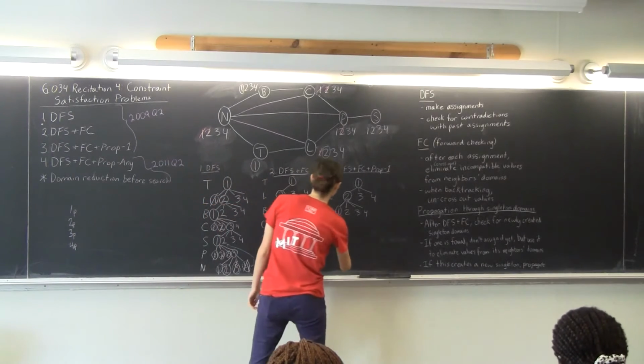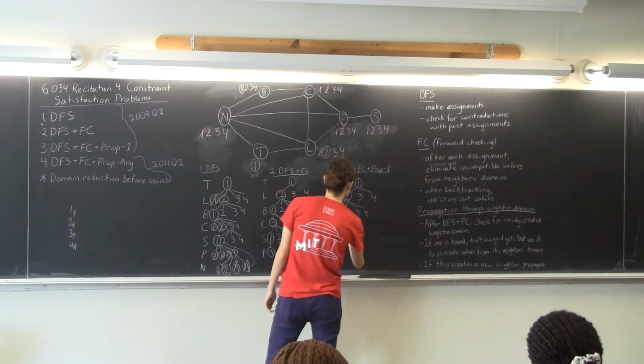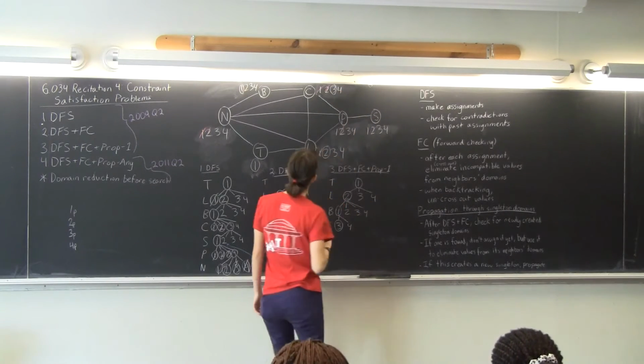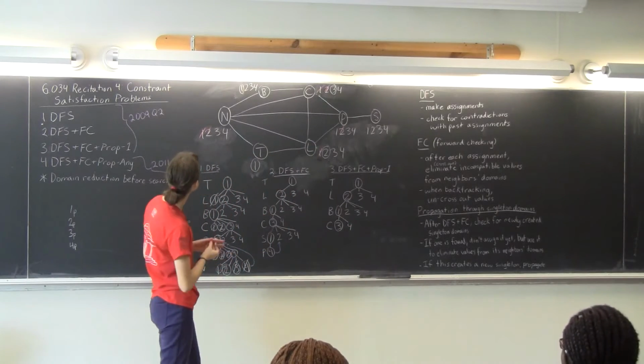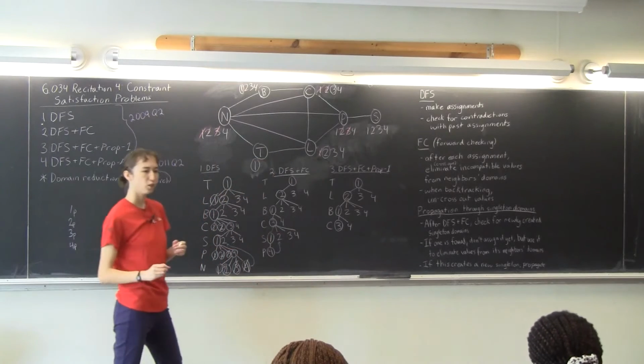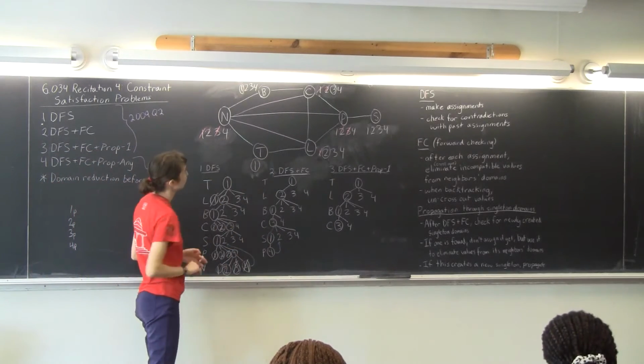So we'll try Curry now. We assign Curry to 3. What can we cross out? N and P. N and P can't be at 3. Now, do we have any singleton domains? Yeah, so now we have Newton is a singleton domain.